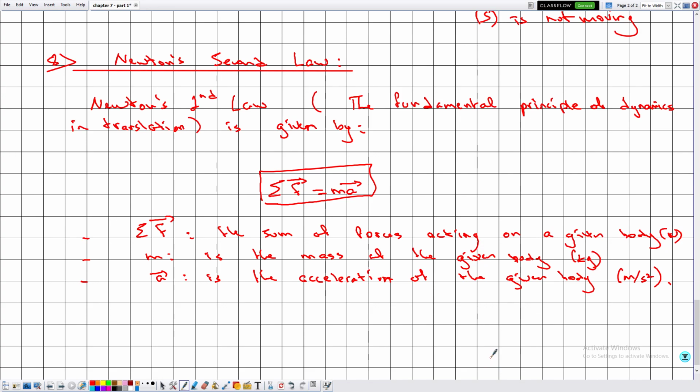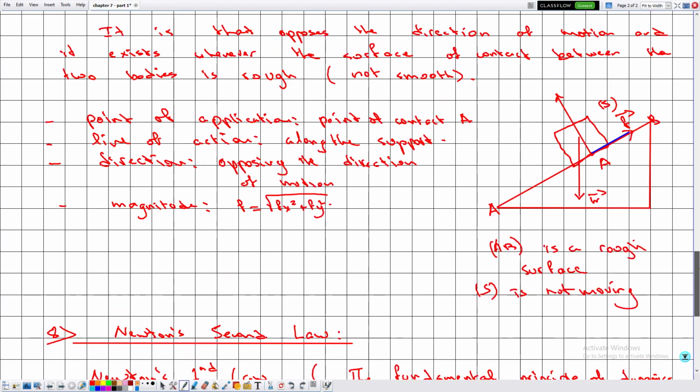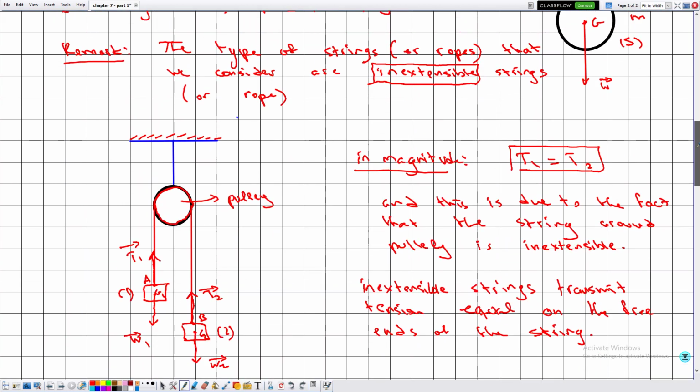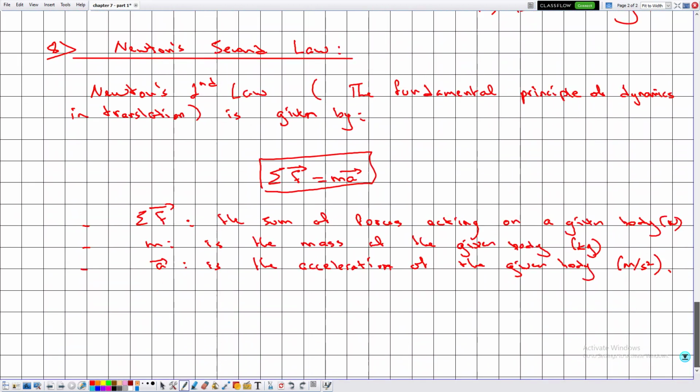Okay, so that's it for me in this video, guys. And in the next part 2, we will discuss how to apply Newton's second law, what are the different steps, and how to solve this vectorial equation. For sure we know that using the projection method, and we will discuss also the fact of the inextensible strings. Okay, so see you soon in a new one.